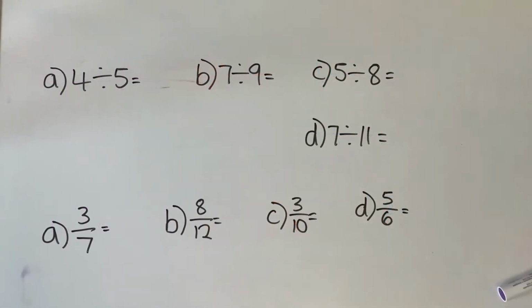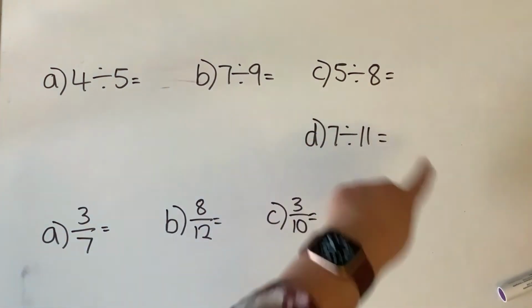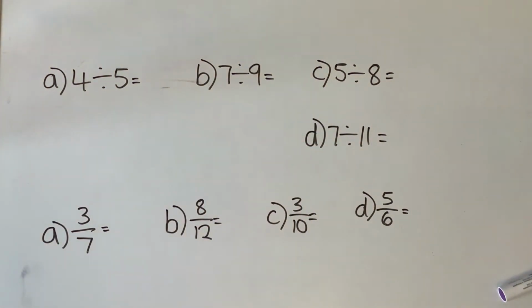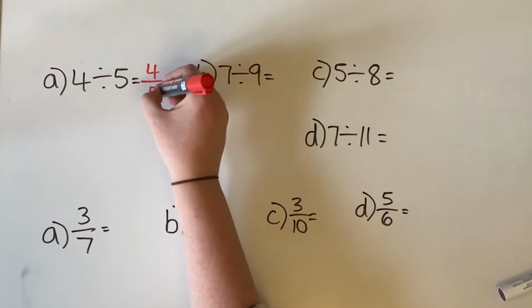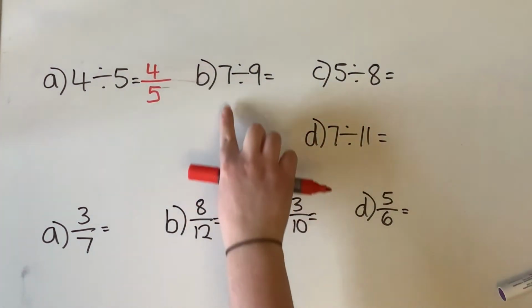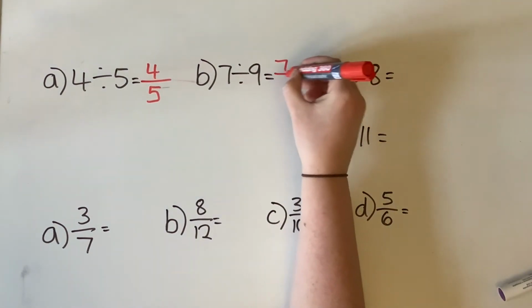Well done. Okay, and now recapping fractions and division. When we're given a division sentence like this, we can convert it into a fraction. So 4 divided by 5 as a fraction would be 4/5. So 7 divided by 9 would be 7/9.